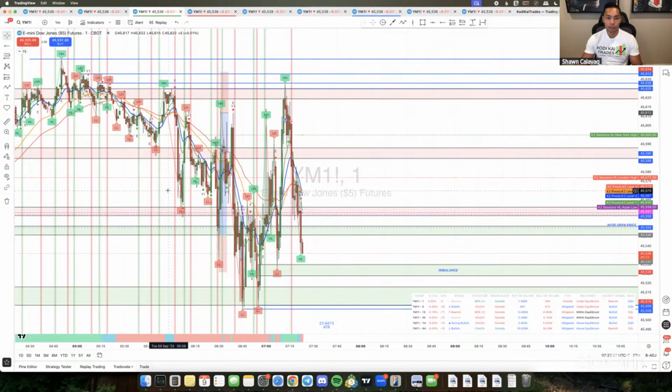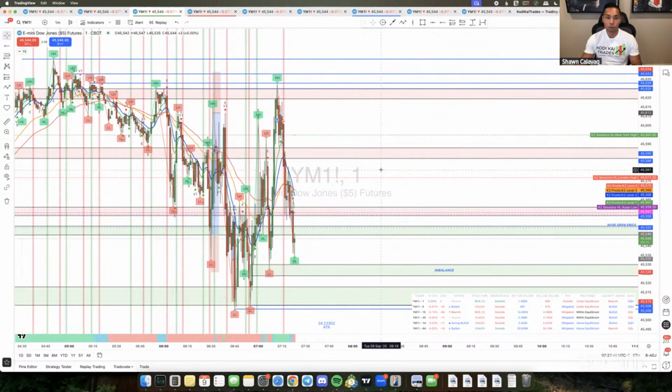We had a lot of chop last week. We had a lot of chop the week before that. I was expecting this week to be more directional. The thing is, the CPI data and PPI data hasn't come out yet, so the inflation data doesn't come out till tomorrow. I'm hoping tomorrow with the inflation data, we're going to have more of a directional market, whether it's bullish or whether it's bearish.